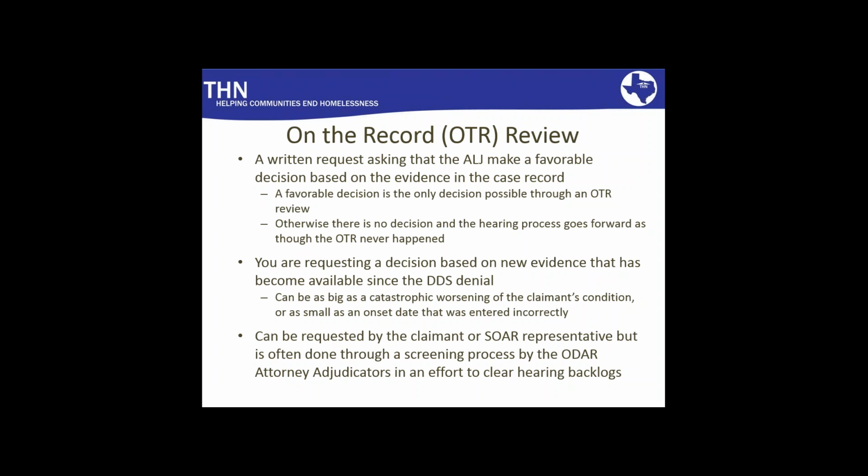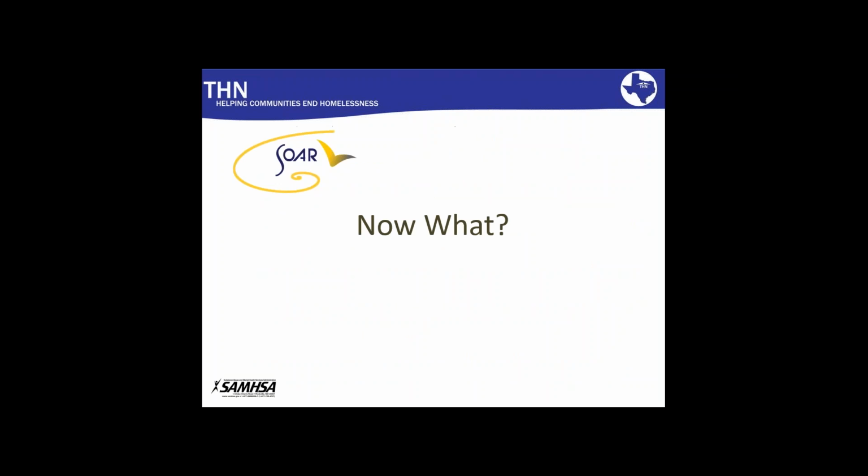And there's a note down there. It can be as big as a catastrophic worsening of the claimant's condition or as small as an onset date that was entered incorrectly. So it can be a data issue, if something was added or entered incorrectly, or if there is a new issue with the client's mental health and their condition. This can be requested by the claimant or SOAR representative, but is often done through a screening process by the ODAR attorney adjudicators, in an effort to clear hearing backlogs. So yeah, lots of new information.